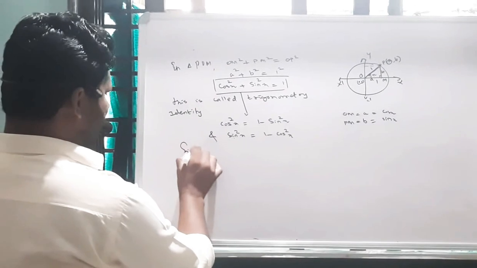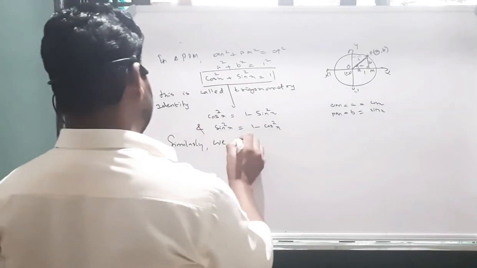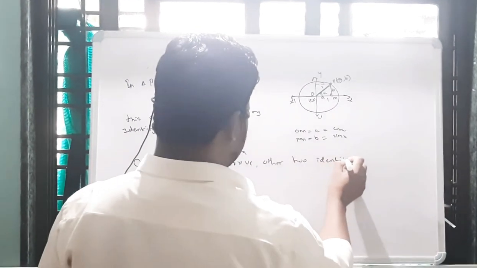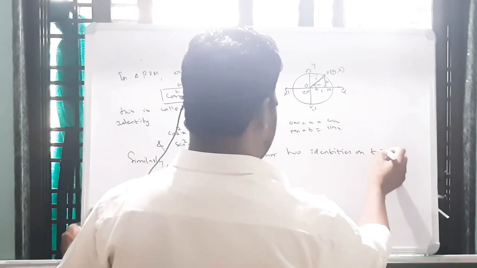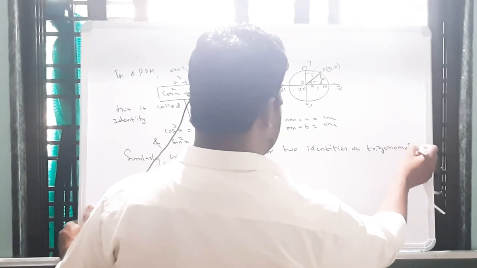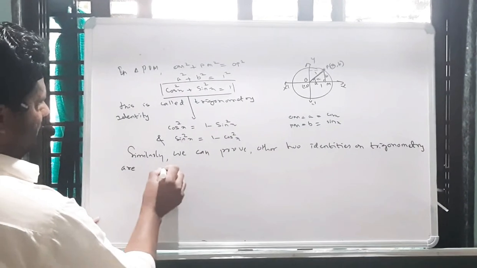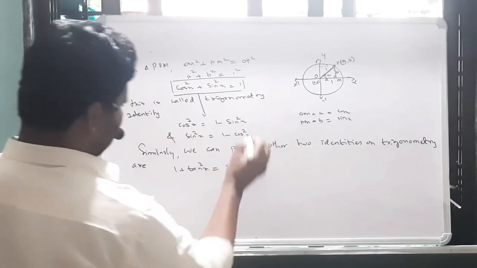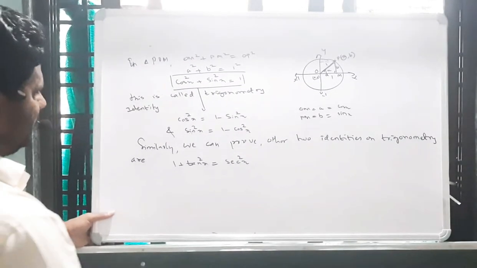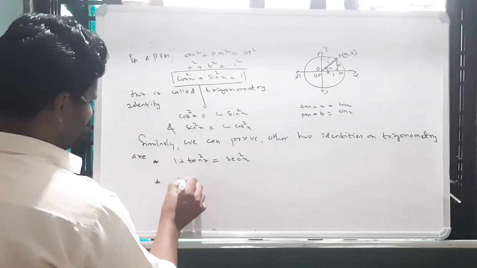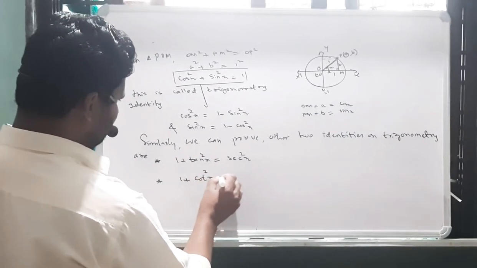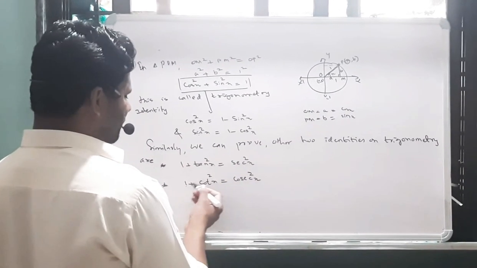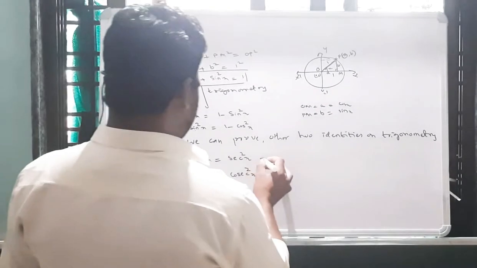Similarly we can prove the other two identities on trigonometry: 1 plus tan square x is equal to sec square x, and 1 plus cot square x is equal to cosec square x. The proof is not required.